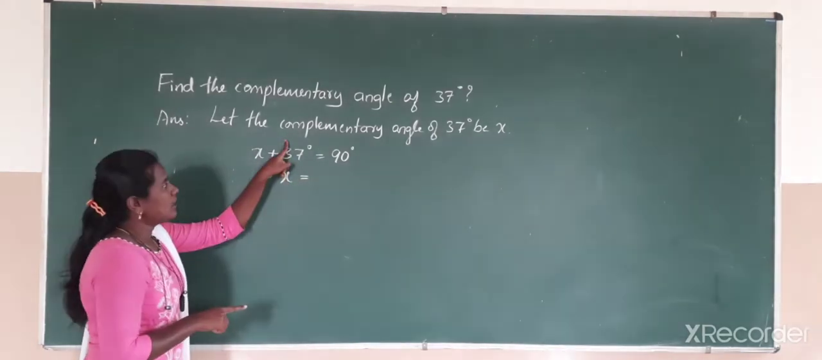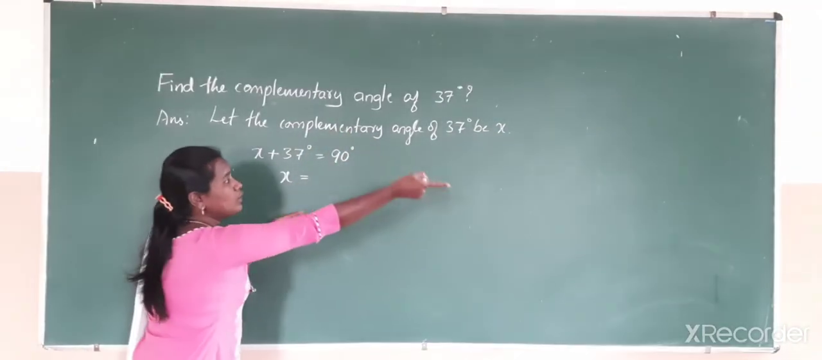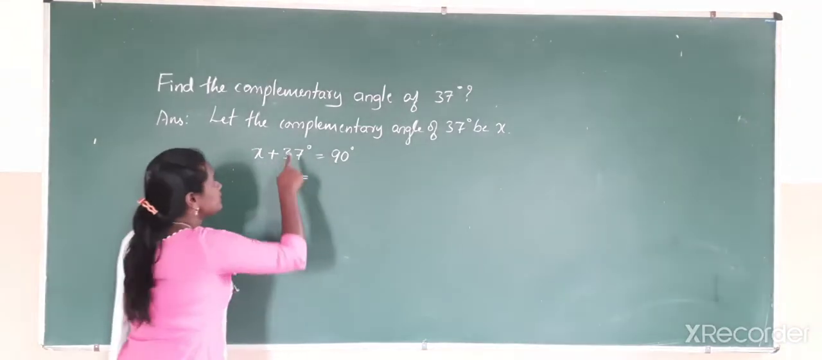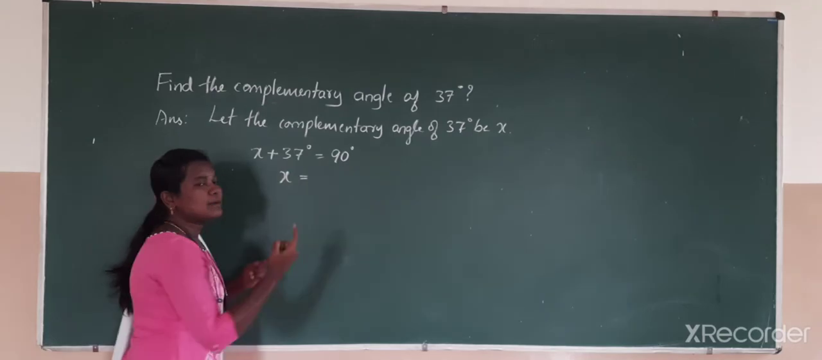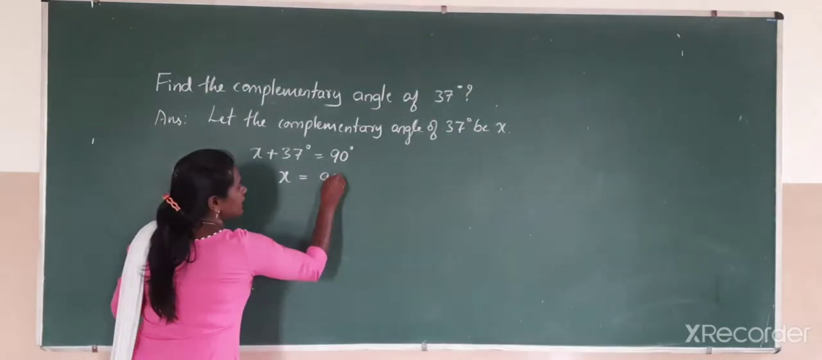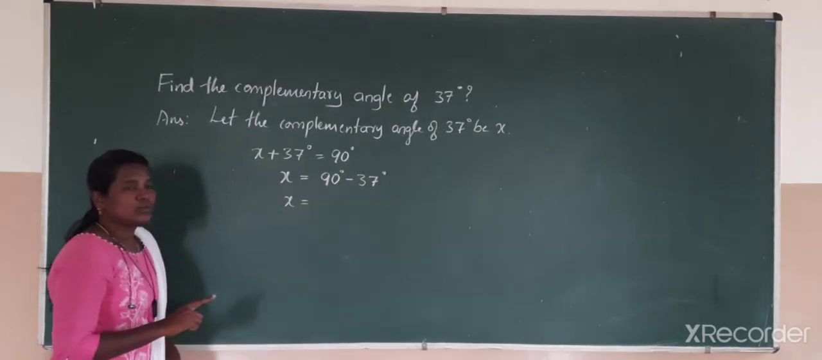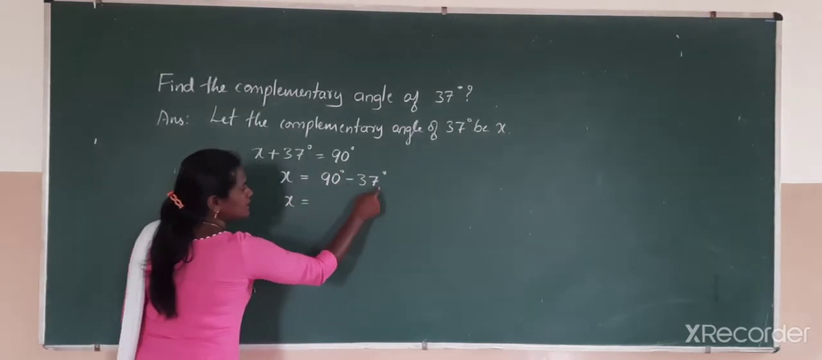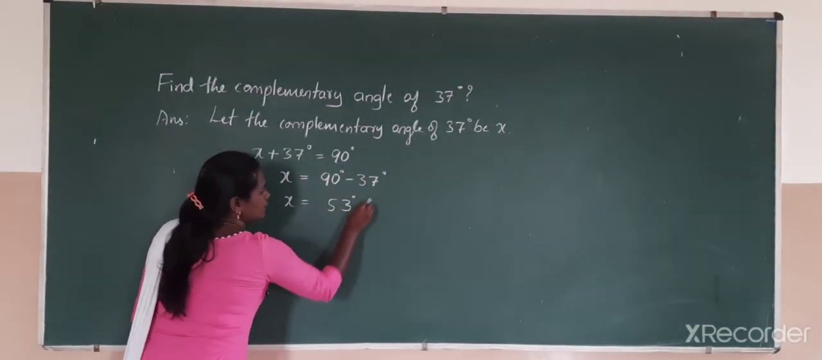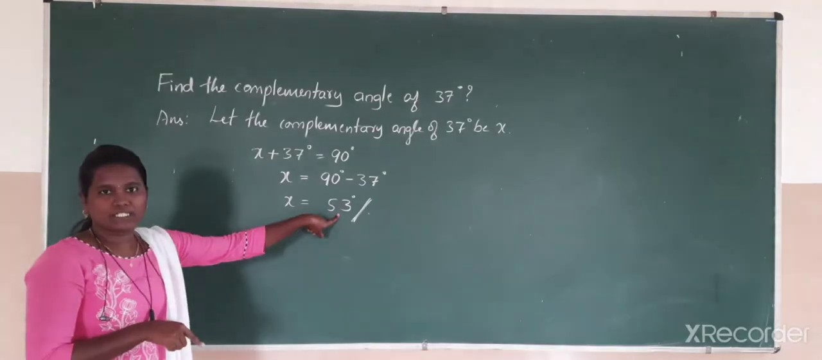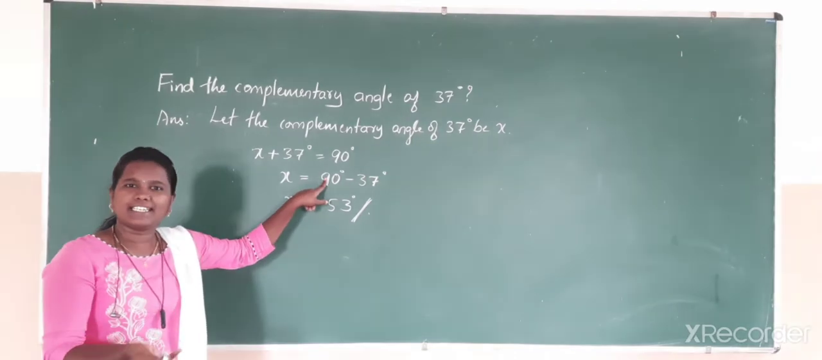37 is there. Now what we have to do? We have to transpose 37 to its right side. Yes. So if we transpose it to the right side, the plus 37 becomes minus 37. That is 90 minus 37. Yes. So x is equal to what is 90 minus 37? It is 3. Yes. 9 minus 4? It is 5. So therefore x is equal to 53. How to verify? 7 plus 3 is 10, 5 plus 3 is 8 plus 1 is 9, 90.